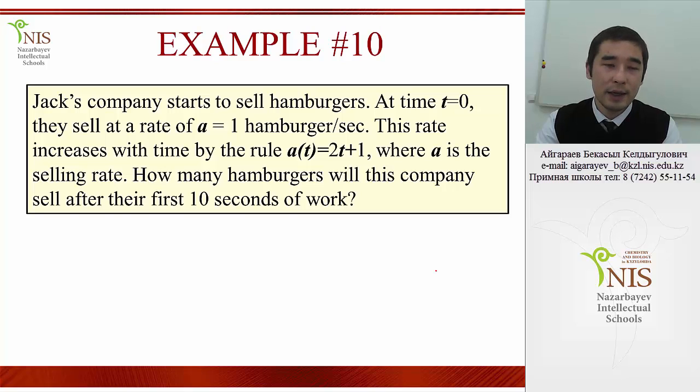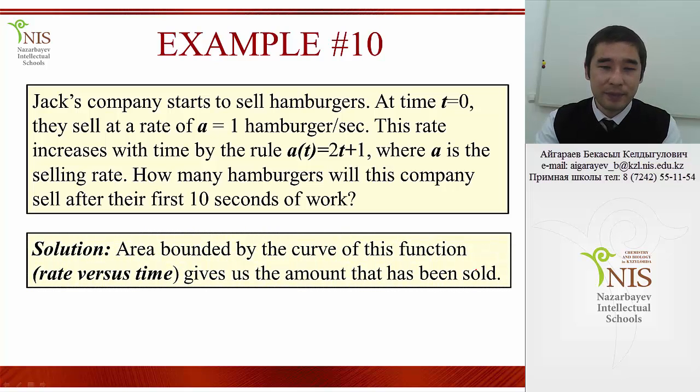Example 10. Jack's company starts to sell hamburgers. At time t equal to 0, they sell at a rate of A equal to 1 hamburger per second. This rate increases with time by the rule A(t) equal to 2t plus 1, where A is the selling rate. How many hamburgers will this company sell after their first 10 seconds of work?